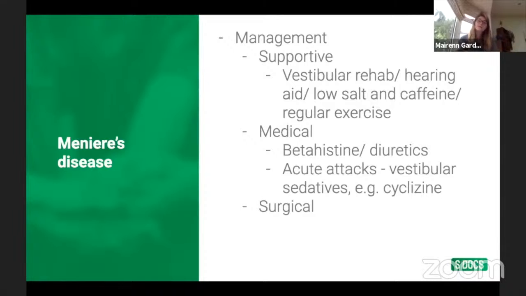With acute attacks, you can give them vestibular sedatives, but as with all sedatives, you shouldn't be giving them in the long term, and they should only be used in the acute attacks. There's also a large number of surgical treatments that you can do for Meniere's disease, including grommet insertion, something called endolymphatic sac decompression, or a vestibular nerve section. These often aren't used, but if it's severe, then they might be.